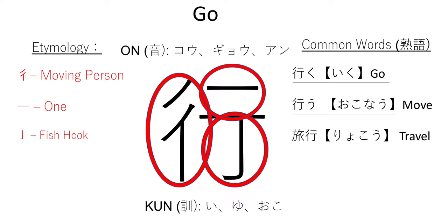And if it has ku following it, it's iku. If it has u after it, it's okonau. Okonau is to move, like you move your arm. Ude o okonau. And then last we have ryokou. Ryokou is to travel. The first one means a travel, a journey. And the second one is to move, to go on a trip.